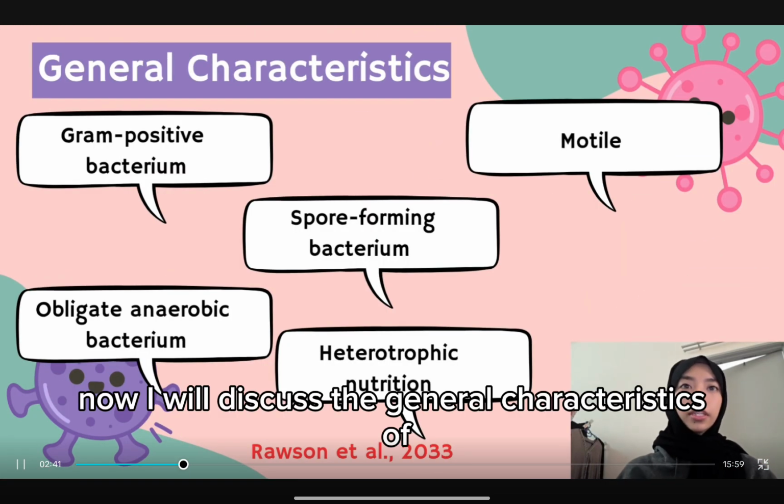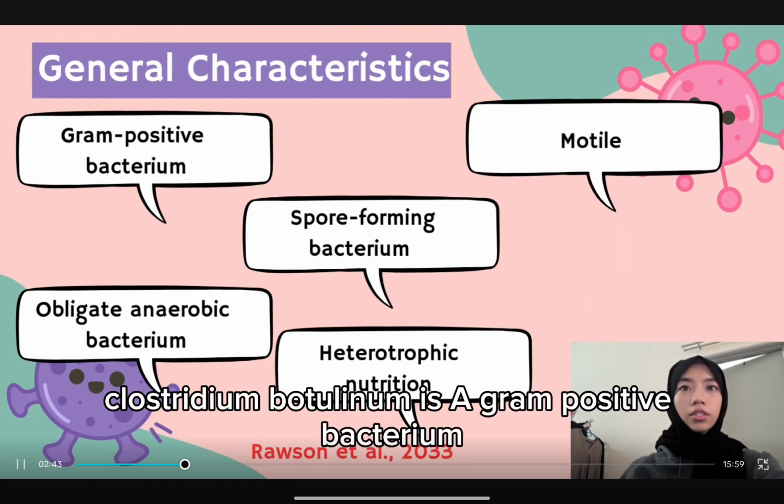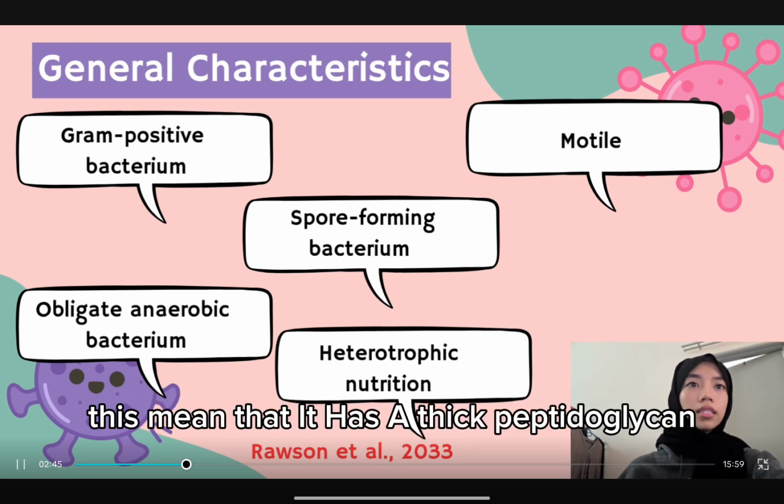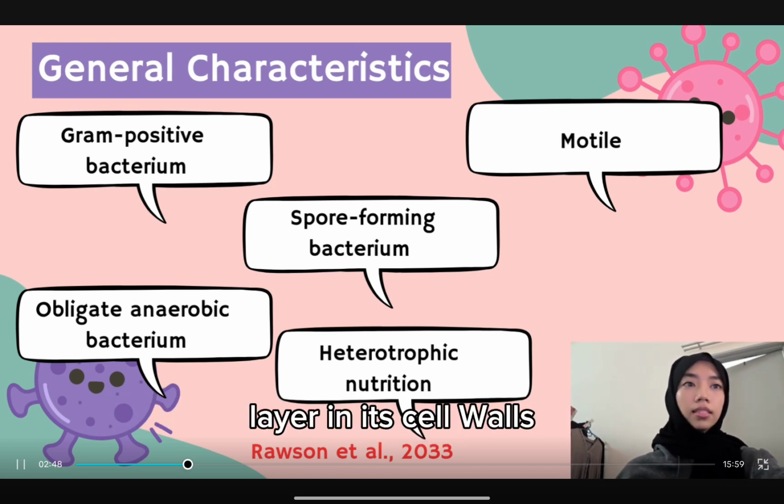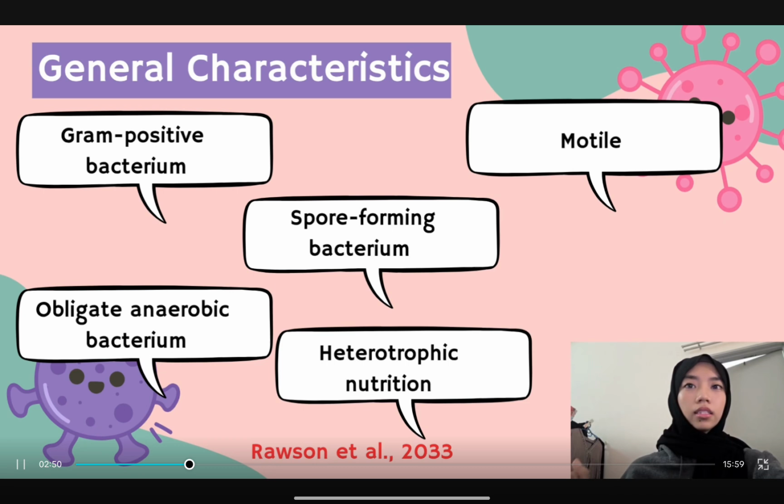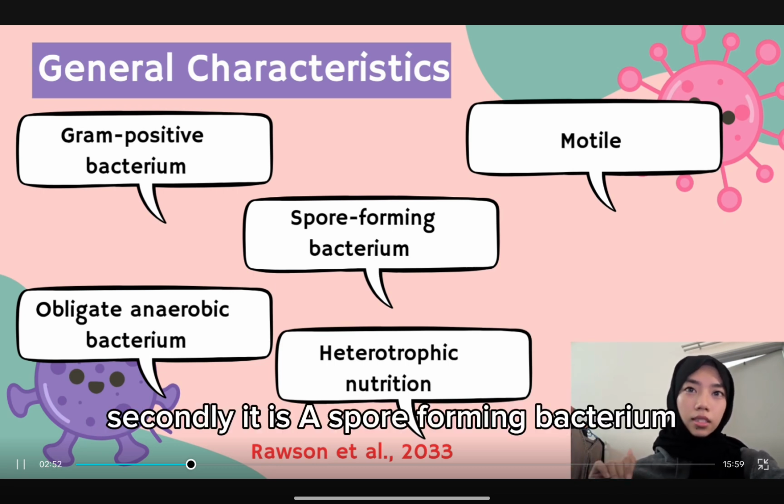Now, I will discuss the general characteristics of Clostridium botulinum. Firstly, Clostridium botulinum is a gram-positive bacterium. This means that it has a thick peptidoglycan layer in its cell wall, allowing it to retain the crystal violet stain during gram staining. Secondly, it is a spore-forming bacterium.